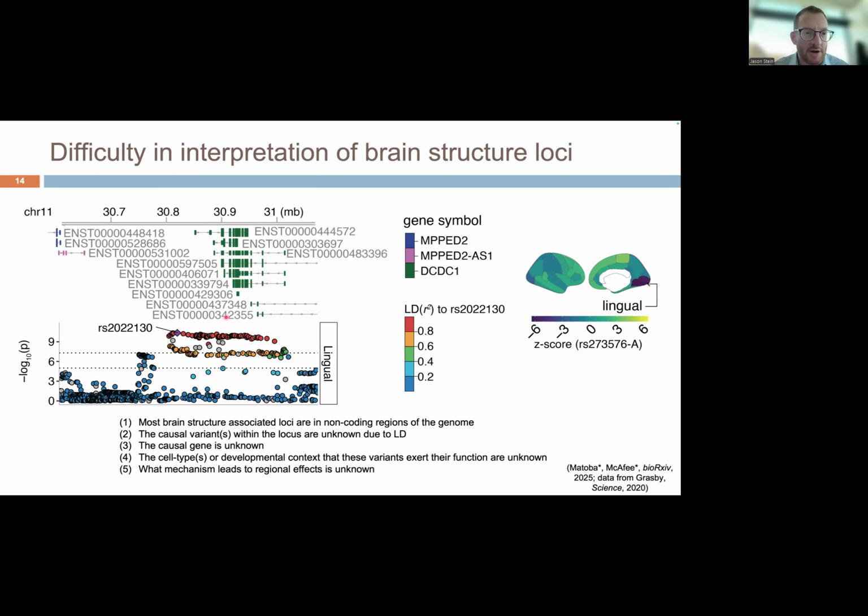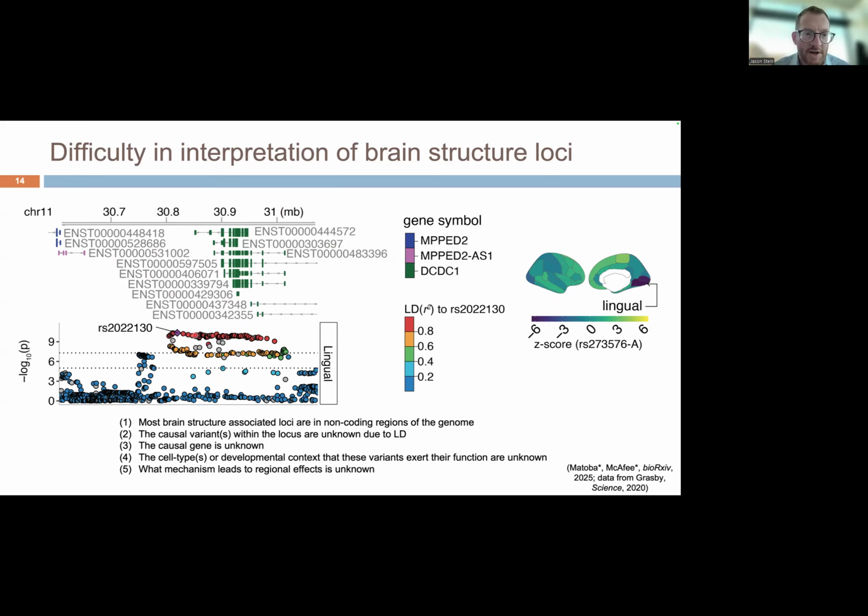Here, at a location on the genome, we find that there are many different dots, each of which represents a SNP that is associated with differences in the size of the lingual gyrus, the cortical surface area of the lingual gyrus. We have some dots over our genome-wide significance threshold, so they're significantly associated with differences in the size of the lingual gyrus here. But none of these dots are actually changing the protein coding sequence of any of the genes around, so they're all non-coding.